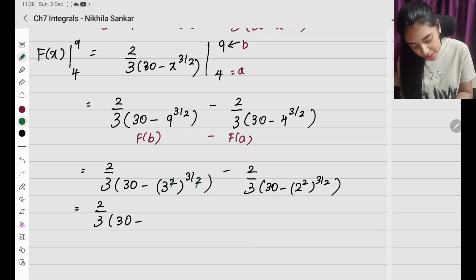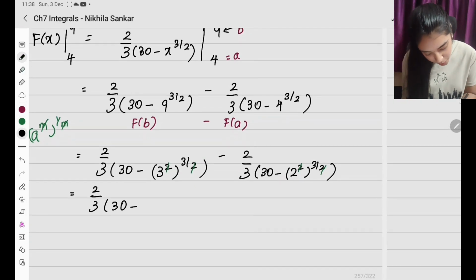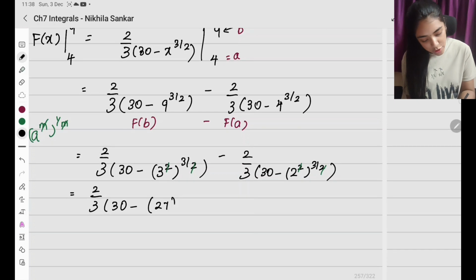When you have a to the power m to the power 1 by m, this gets cancelled. Correct? So, same concept. Here also the 2 and the 2 get cancelled. So, what do I have now? Minus 3 cube, which is going to be 27. So, this is 3 cube, right?